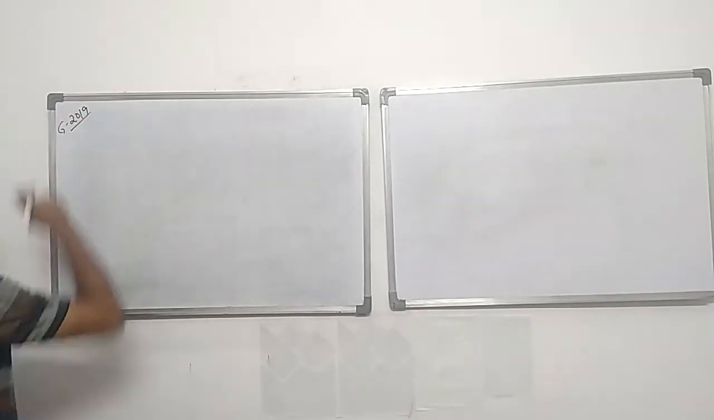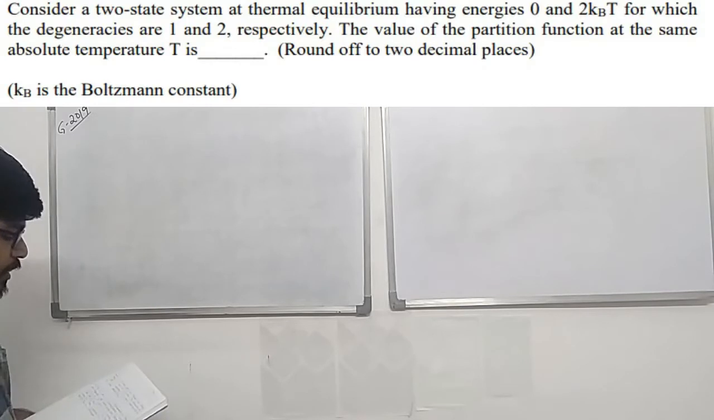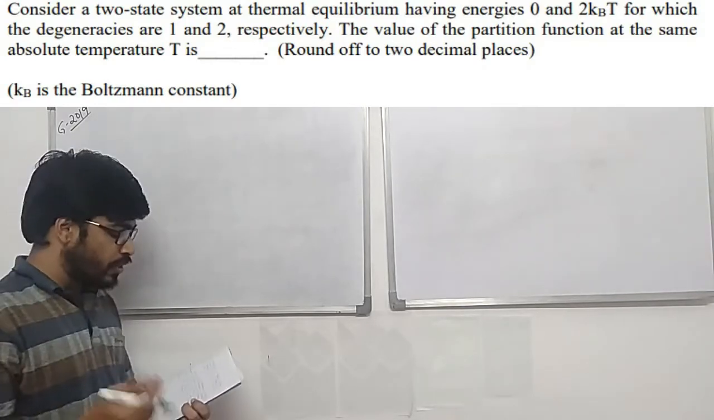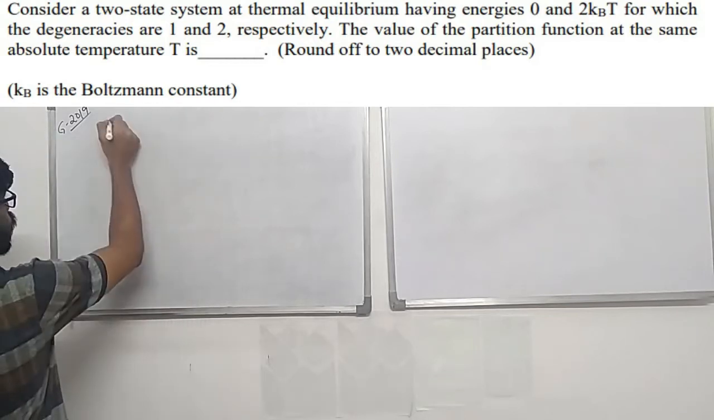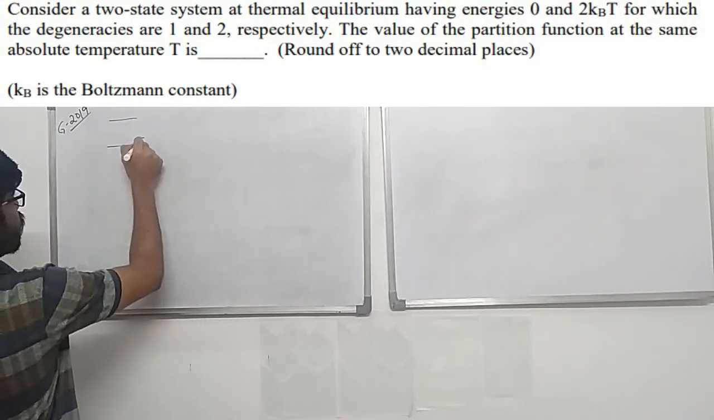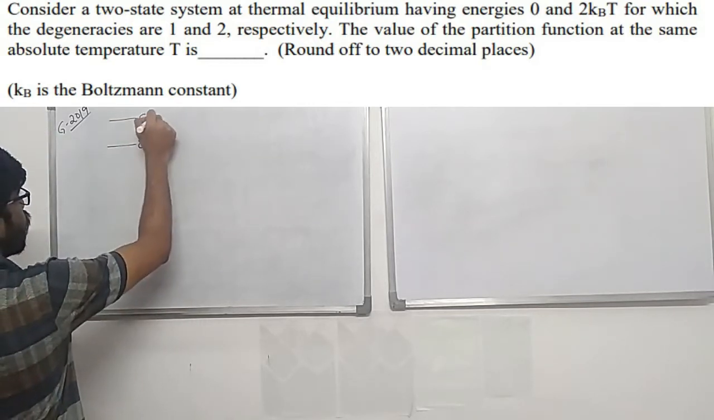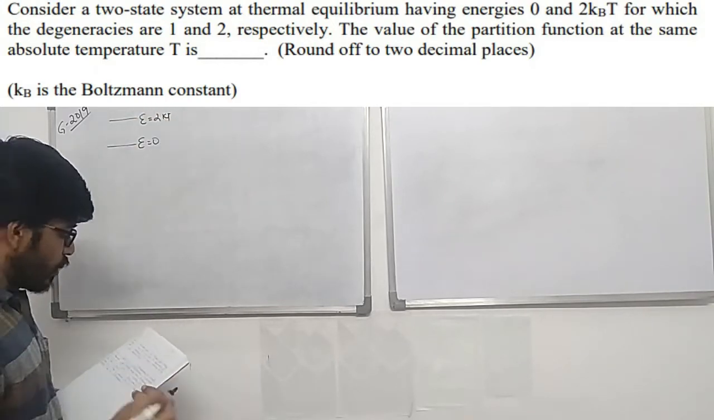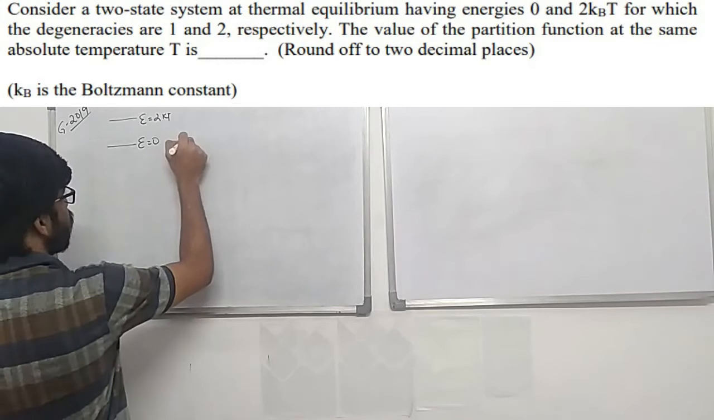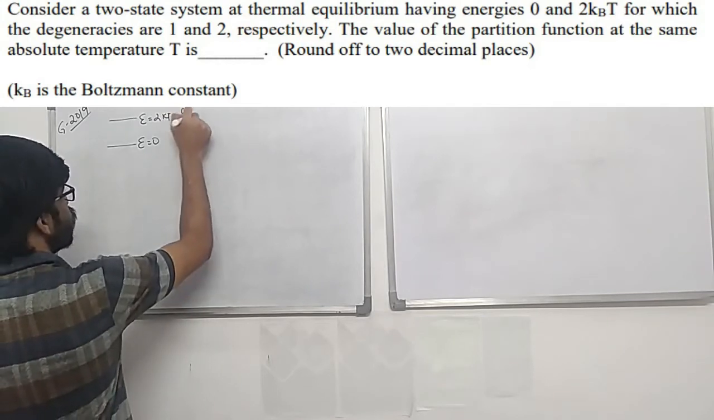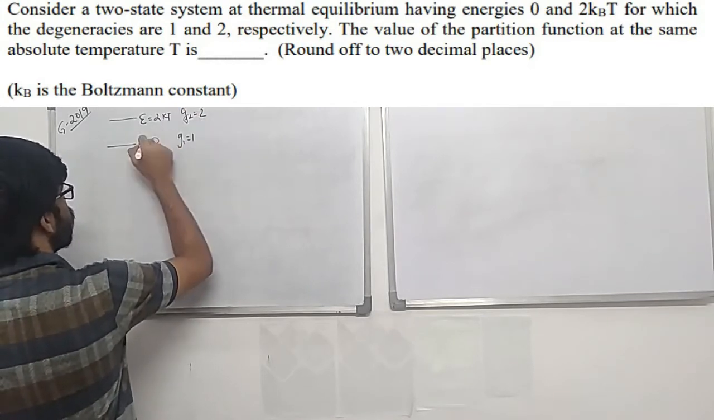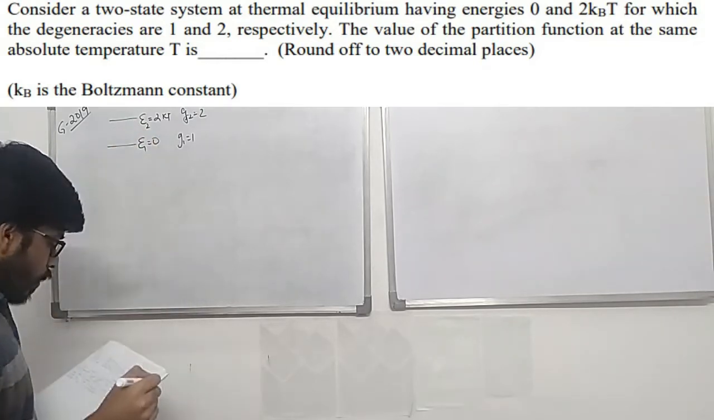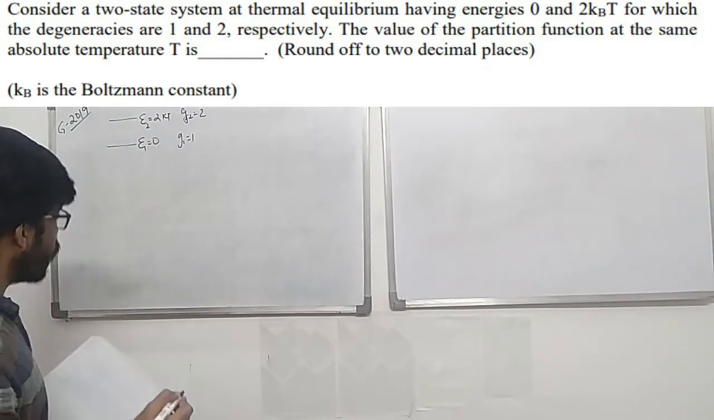There were two questions in GATE. The first question says, consider a two-state system at thermal equilibrium having energy 0 and 2 kT. So we have two energy levels, for which the degeneracies are g1 is 1, g2 is 2. You are asked the value of the partition function at an absolute temperature T.